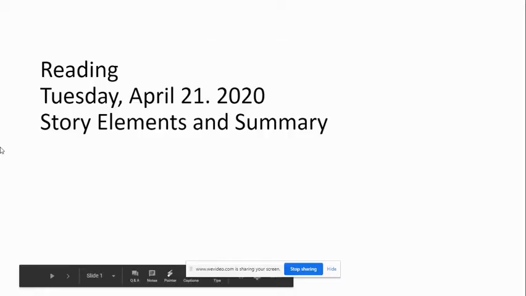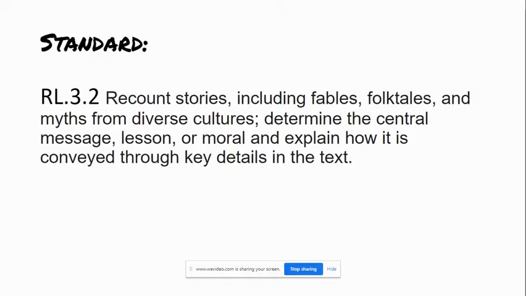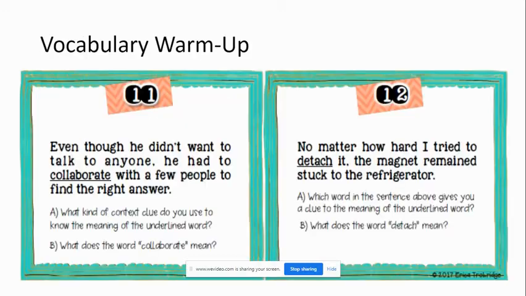Our focus is going to be on story elements and summaries. Our standard is RL 3.2, recounting stories, including fables, folktales, and myths, determining the central message, lesson, or moral.